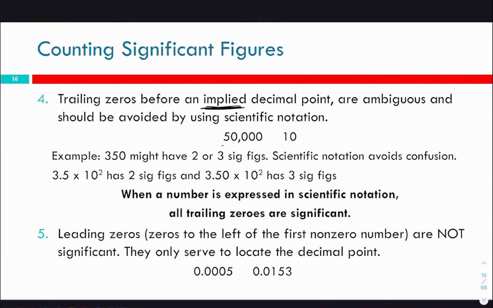So 50,000, how would I write 50,000? And let's say that these both have 2 sig figs. I know that because I'm the researcher who took those measurements, right? So these have 2 sig figs. How would I write 50,000 to show that I have 2 sig figs? 5.0, yeah, times 10 to the 4. Now what about 10? 1.0 times 10 to the 1.